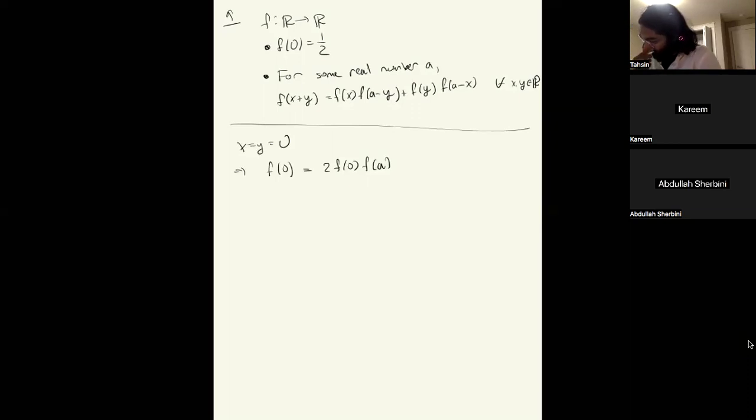Which means that f of a is equal to 1/2, right? Okay, so that's the first conclusion we can have. Okay, any ideas what to do from there?